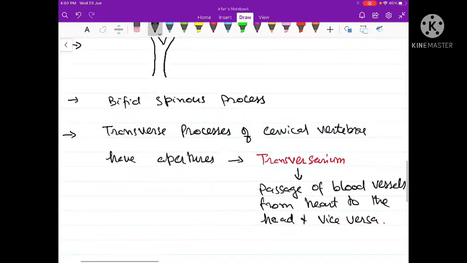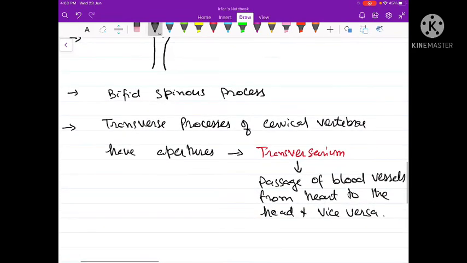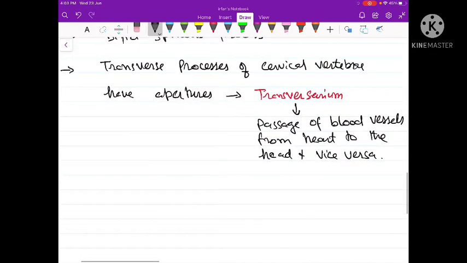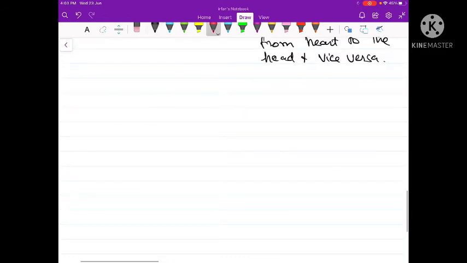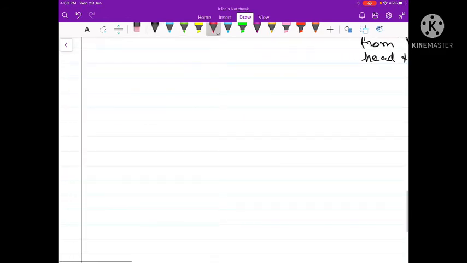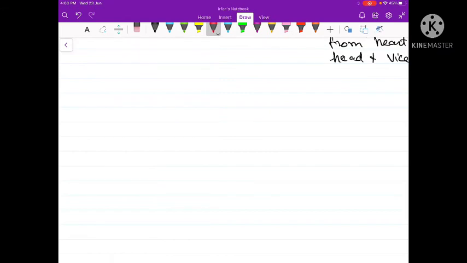Now, as far as the atypical vertebrae are concerned, they have some unique features. For example, the first atypical vertebra, that is the first cervical vertebra, is given a special name. It is named the atlas. Atlas is the first cervical vertebra.